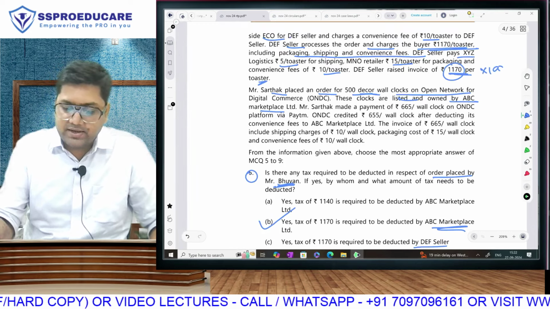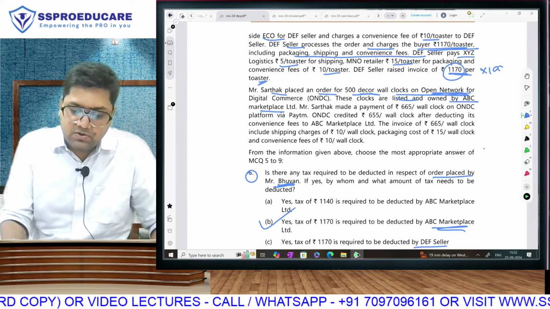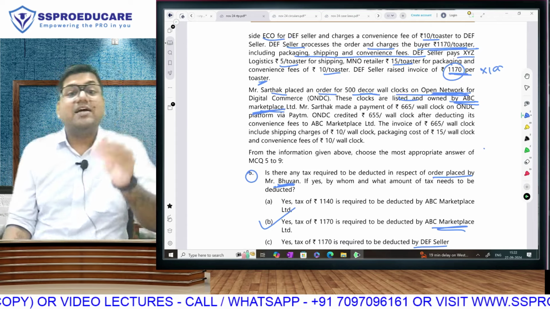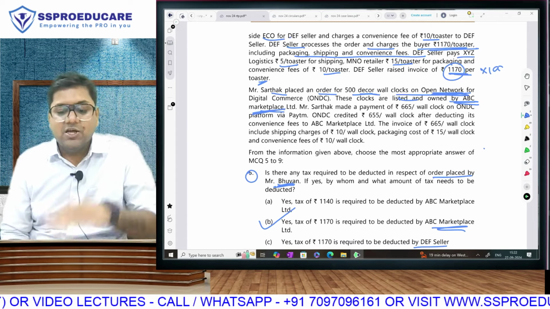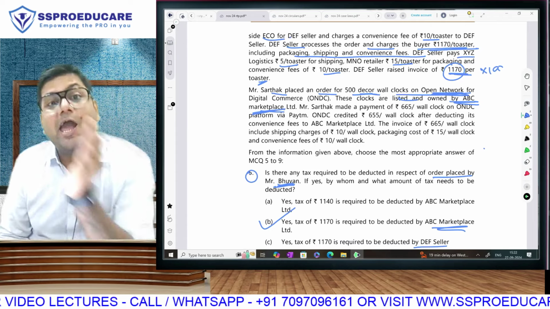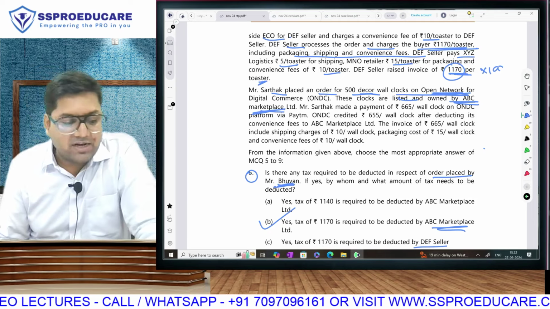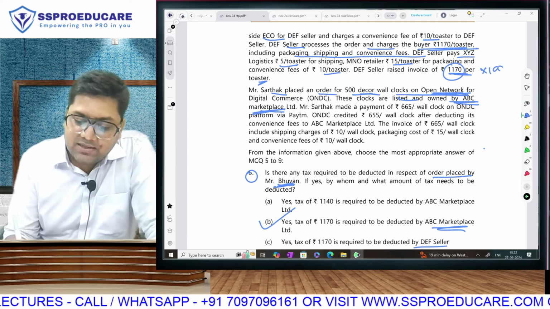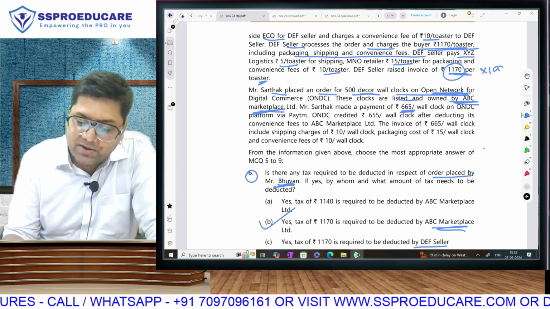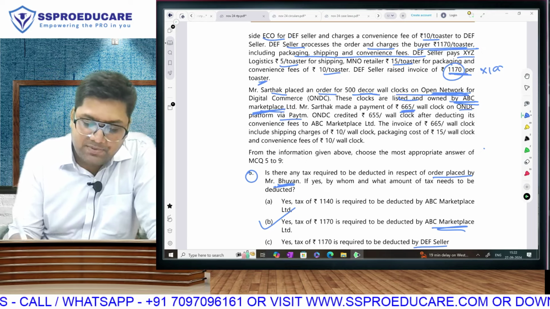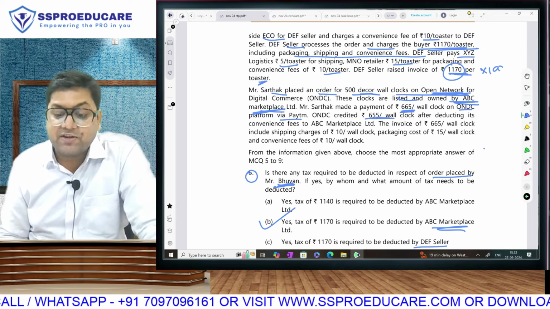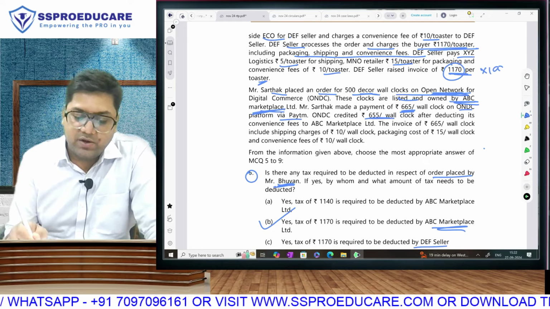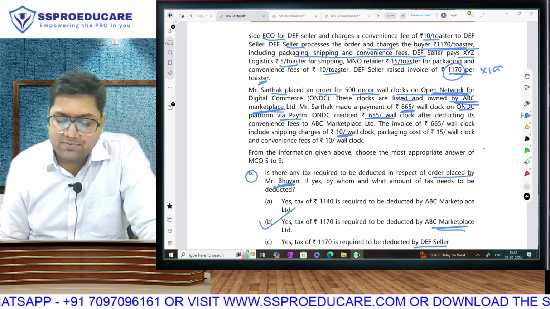ONDC is going to act as the ECO, and ABC Marketplace, who was last time the ECO, this time will become the seller. So Sarthak will pay ONDC and ONDC will pay ABC Marketplace. Who is the seller? ABC. Sarthak made a payment of 665 per wall clock to ONDC via Paytm, and ONDC credited 655 only because ONDC is going to deduct its own charges of 10 per wall clock.